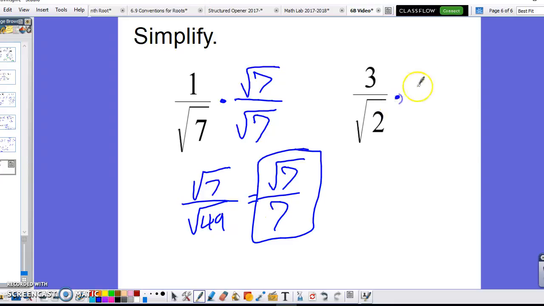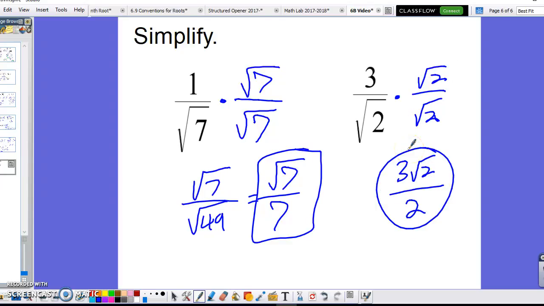Okay, over here, square root of 2 over square root of 2. So I've got 3 square roots of 2 on top and 2 on the bottom.